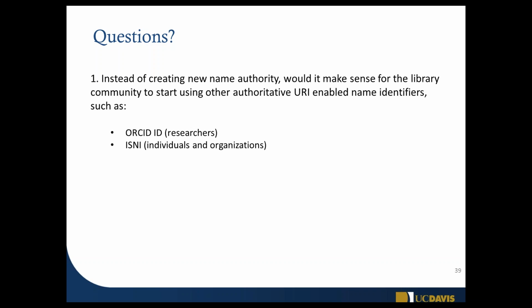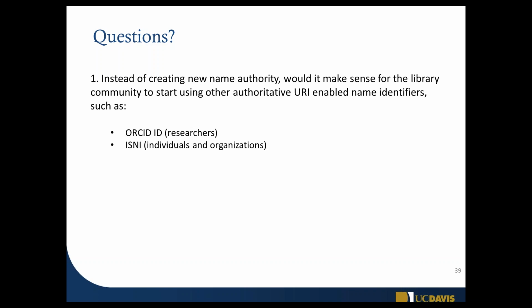The second question is, as I mentioned at the very beginning of this part, do we truly feel like we should create authority or associated URIs for every single name, or should we start thinking about maybe we could trust or use other very trustworthy URI-enabled name identifiers out there already?